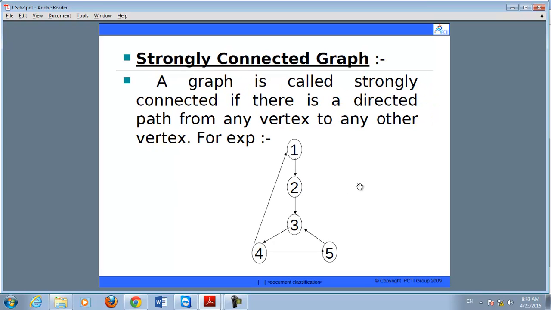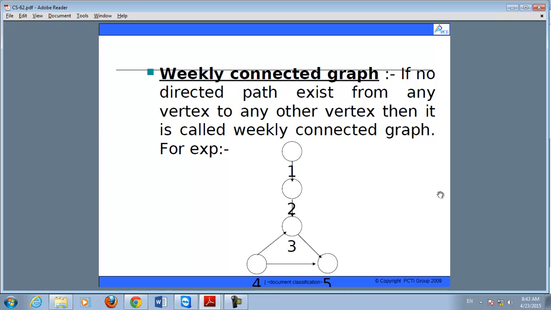Next is the strongly connected graph. If there is a directed path from any vertex to any other vertex, then it is known as a strongly connected graph. You can see here 1 to 2, 2 to 3, 3 to 4, 4 to 5 and 5 to 3. It is strongly connected because there is a directed path from any vertex to any other vertex.